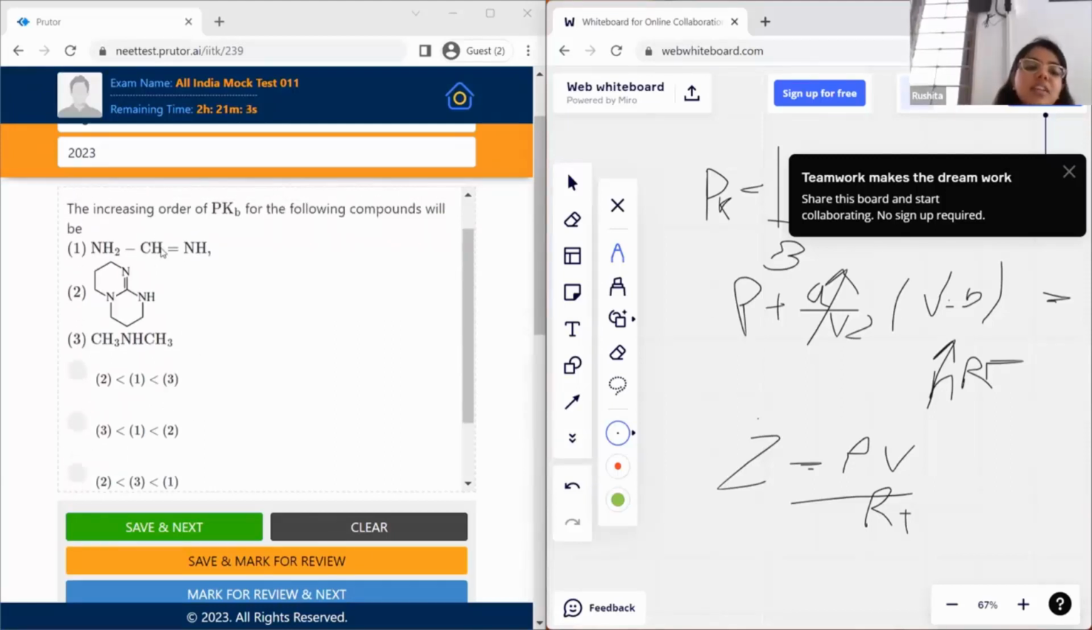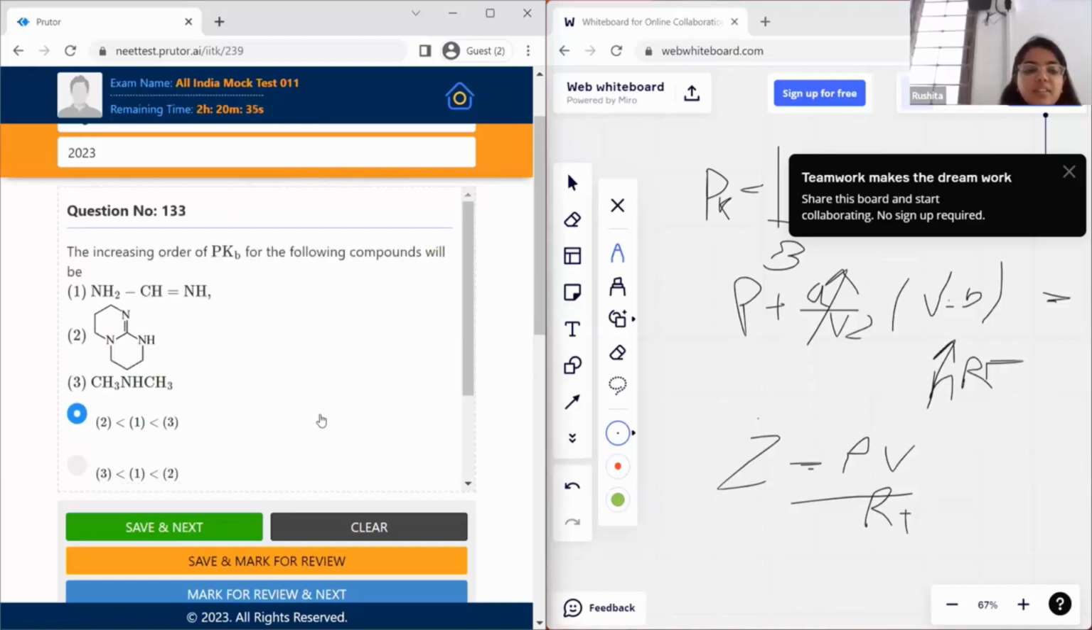In the first structure, there is one double bond, so the double bond can resonate only once. And here there is no double bond, so it will have the least basicity, means the most pKb. So 3 would have the most, then 1, and then 2. That's option 1. So you need to determine the basicity, the pKb, by the number of resonating structures of the double bond. And if you know the relationship between pKb, acidity, basicity, then it would be easier.